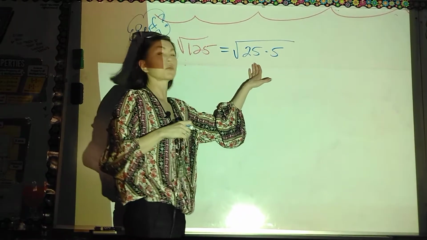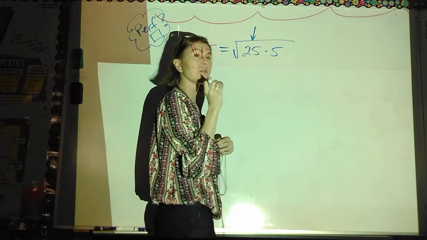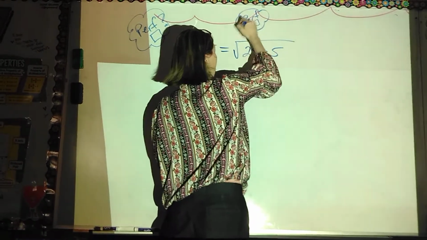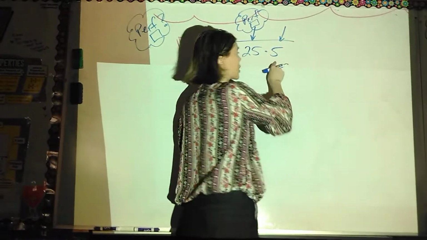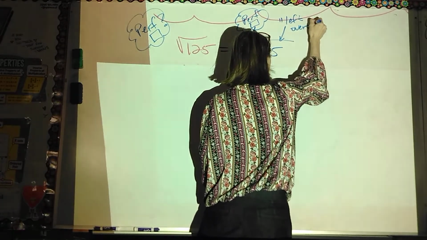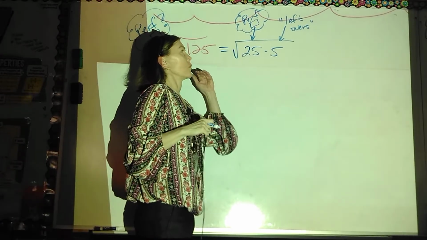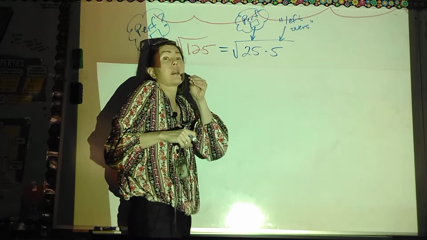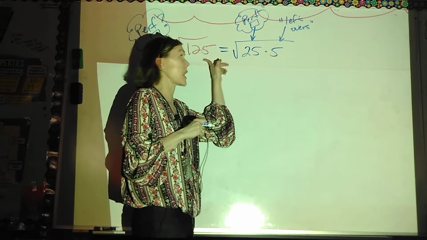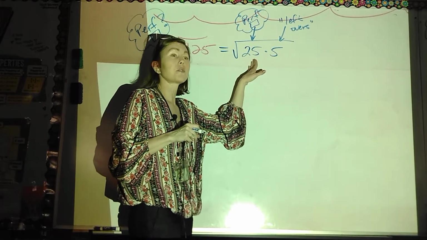Everyone write that under the roof. Now, I want you to draw an arrow to the 25, and write perfect square above it. And I want you to draw an arrow to the 5, and I want you to call that, in quotes, the leftovers. You'll see what I mean by leftovers in a minute. Again, we didn't do anything yet. We just broke 125 down into two numbers that when multiplied together give you 125, and we made sure that one of those numbers was a perfect square.